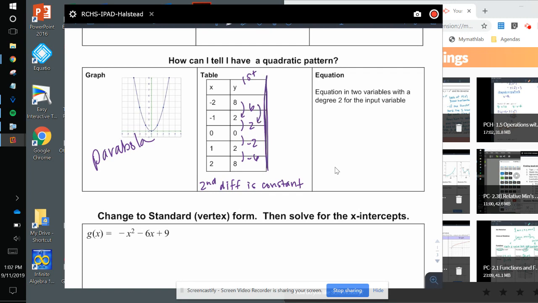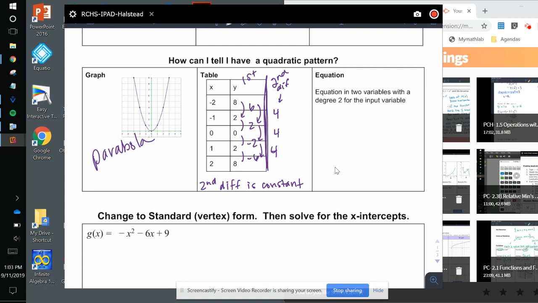6 minus 2 is 4. 2 minus negative 2 is 4. Negative 2 minus 6 is 4. And so I can see that my second difference is a constant 4. When that happens, this shows that we have a quadratic pattern. All quadratics have a second difference that's constant.